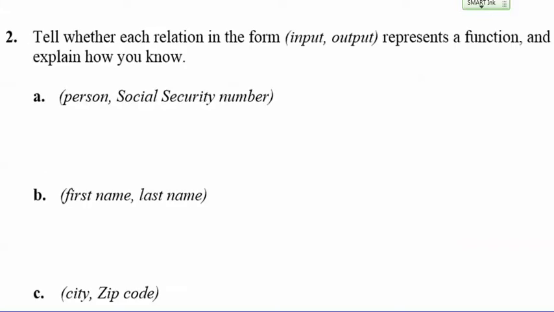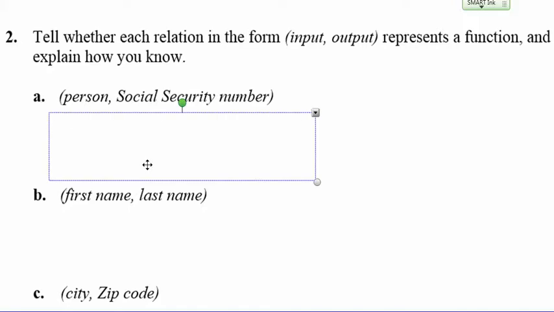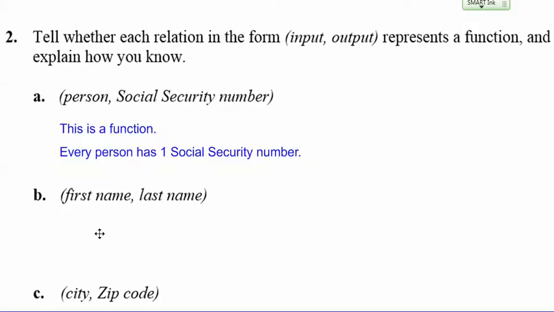Moving on. Okay, tell whether each relation in the form input-output represents a function and explain how you know. I did give a lot of half credit on things like this. First of all, person and their social security number. So this is a function, and the idea is that every person has one social security number. Some people said that it's that everyone has a different social security number. That's not what it's about.